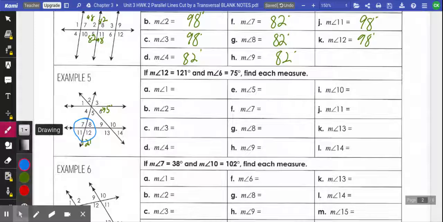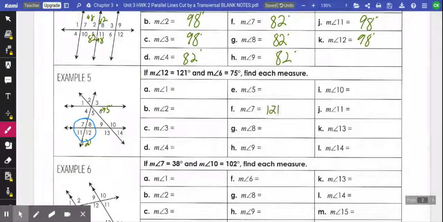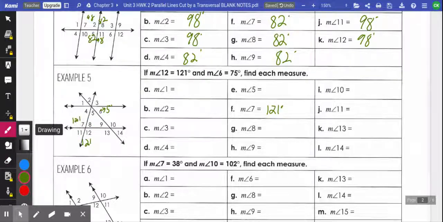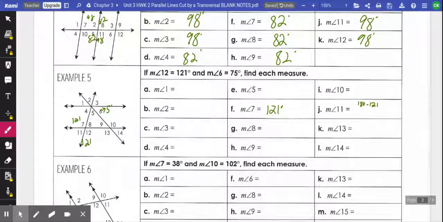Well, angle 12 and angle 7 are vertical angles. So what do we know about vertical angles? They are congruent, so that's 121. And then we can figure out angle 11 and therefore angle 8 by knowing that 11 and 12 are linear pairs. So I do 180 minus the 121, and that gives me 59. So 59 degrees for angle 11, which is going to be the same thing for angle 8. Okay. So that helps me here.